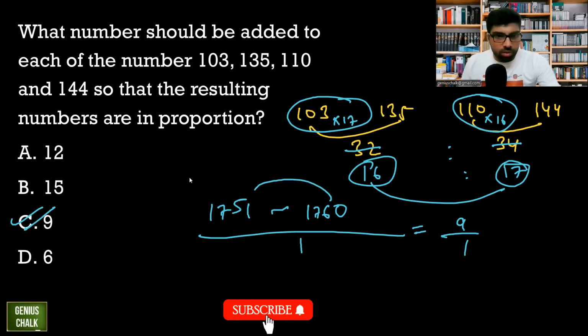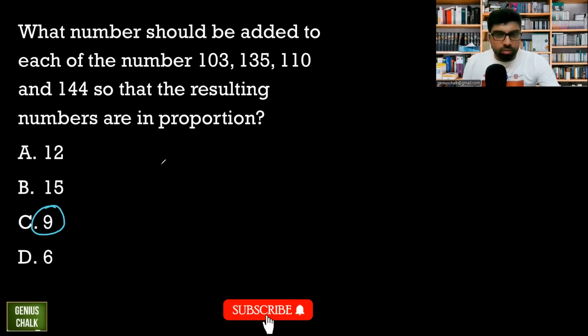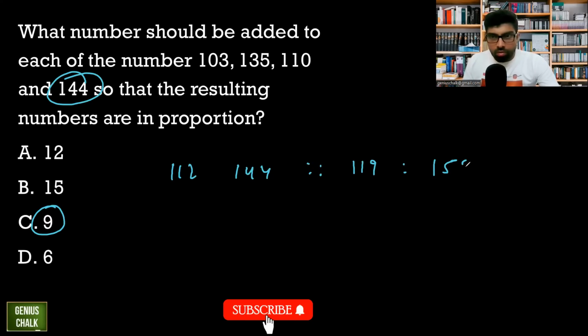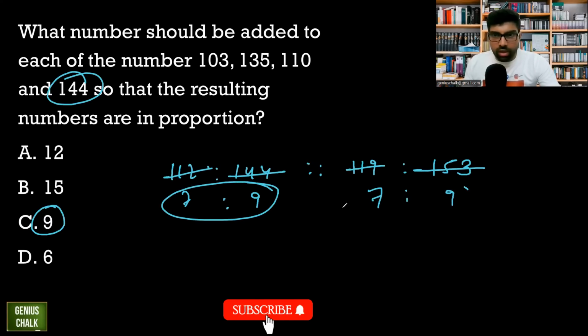The number should be added. So 103 plus 9 is 112. 135 plus 9 is 144. 110 plus 9 is 117. And 144 plus 9 is 153. Okay, this is how much? 17 sevens are, and 17 nines are. 16 sevens are, 16 nines are. You can see the ratio is the same. So this method is verified, right?